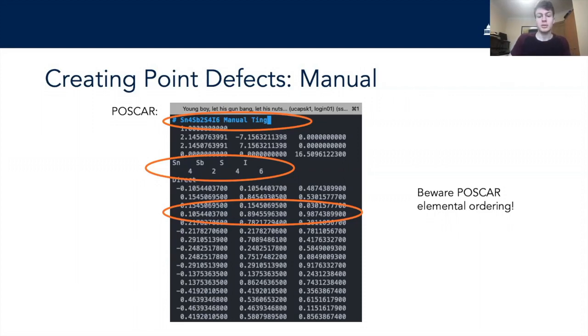Okay, it's always good to sanity check at least 1 or 2 of these defect POSCARs by looking at them in Vesta or Crystal Maker and checking that they look like what you think they should be. So it's showing the vacancy or substitution that you think you've created in this POSCAR.